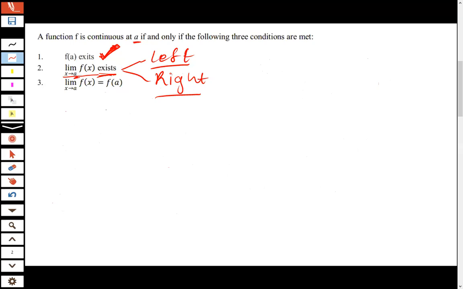And then the last step, you just check whether the limit of f of x is equal to f of a, which is just the same as comparing the answer that you have here and the answer that you have on this point. Hope everything is clear. Move on to the next one.